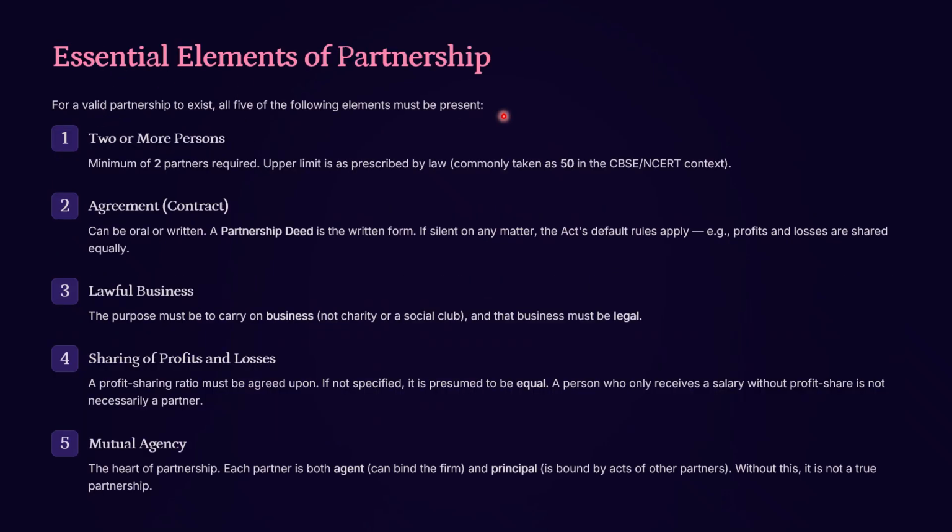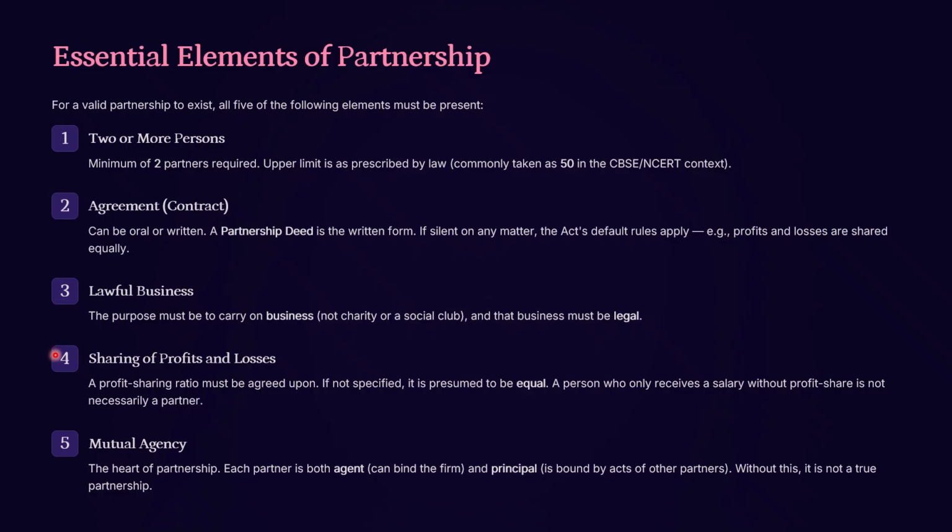Our next topic is essential elements of partnership. For a valid partnership to exist, five essential elements must be present. The first one is two or more persons. A partnership cannot exist with only one person. The second is agreement. The agreement may be oral or written, but a written agreement is called a partnership deed. The third element is lawful business. The partnership should be formed only to carry on a legal business activity.